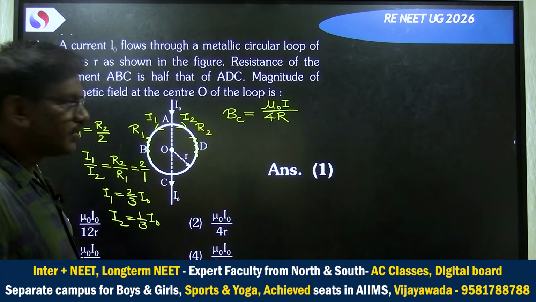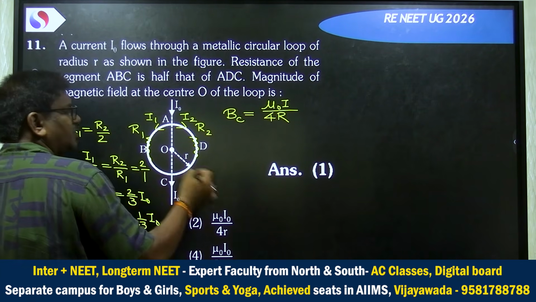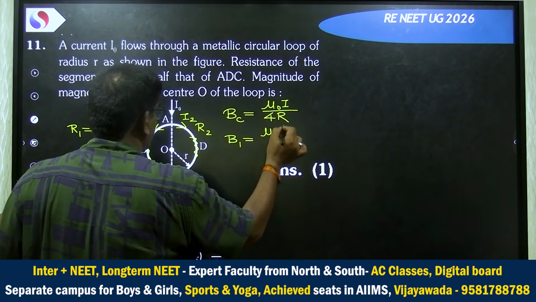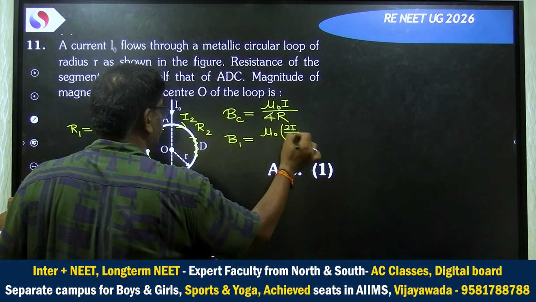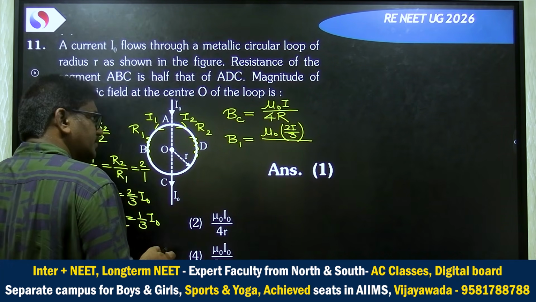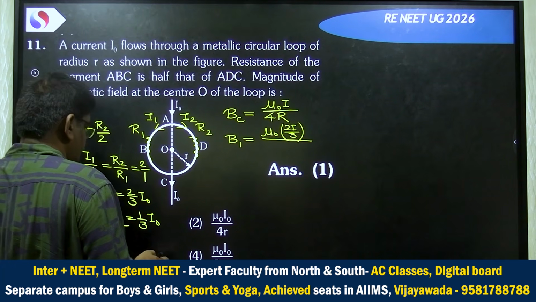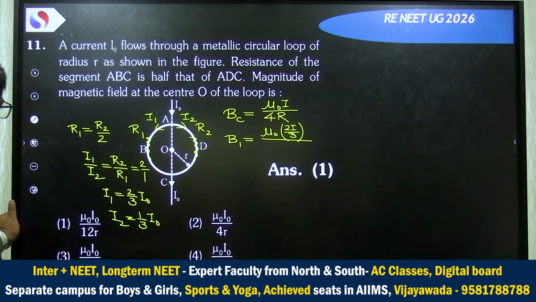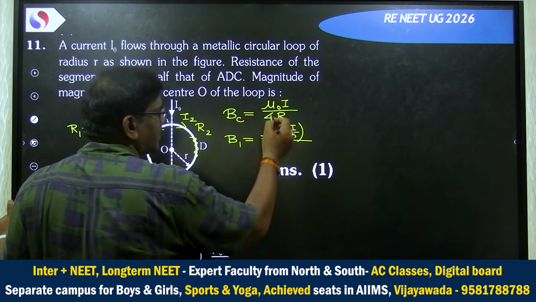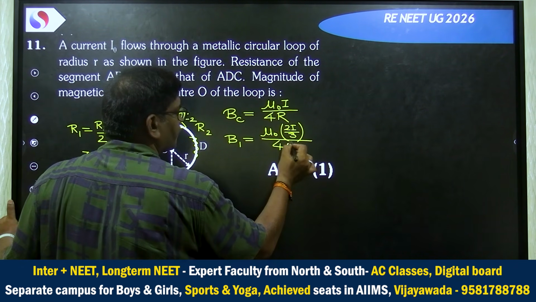Alright, mu naught I by 4R. So I just named it as 1 and 2. So what is B1? Because of I1, it is mu naught into 2I by 3. 2I by 3. No, 1 minute. Resistance, which resistance is more? R2 is more. Okay. R2 is more, so current is less. So fine. So this is for R.